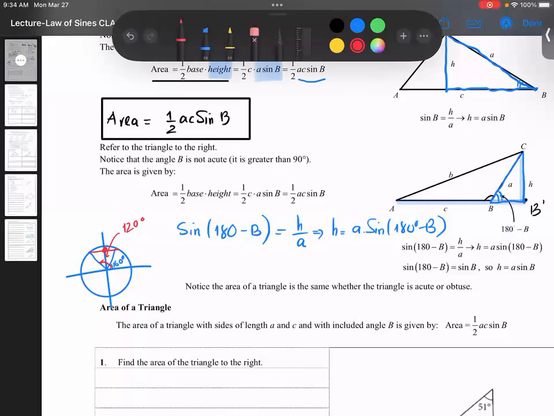So basically, sine of 180 minus B is the same thing as sine B, because sine is symmetric about the y-axis. So this one right here is equal to sine of B, no less. Therefore, we still have this formula, even though your triangle is not acute. It's obtuse, but it's the same logic, plus the properties of sine.